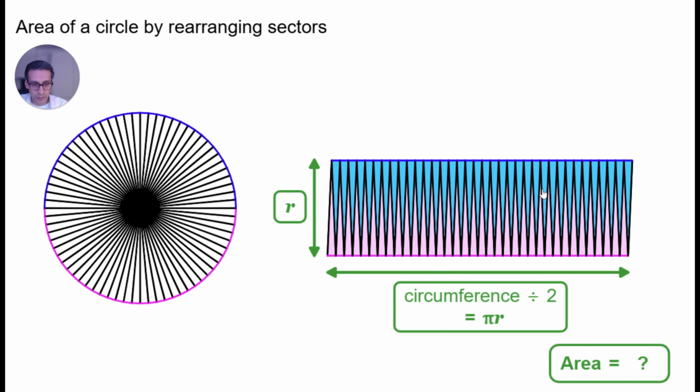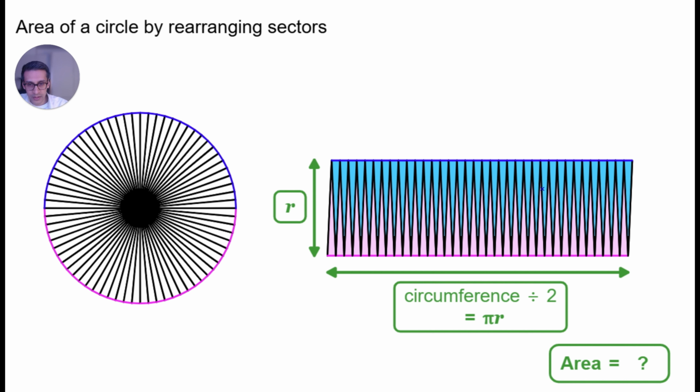So we can say circumference divided by 2, which is pi r, because the full circumference would be 2 pi r, or pi d. We're going to focus on 2 pi r for now. When you half it, it just becomes pi r. Now, the area of this rectangle is the same as the area of the circle, because it consists of the same shape. We've just cut it into bits.